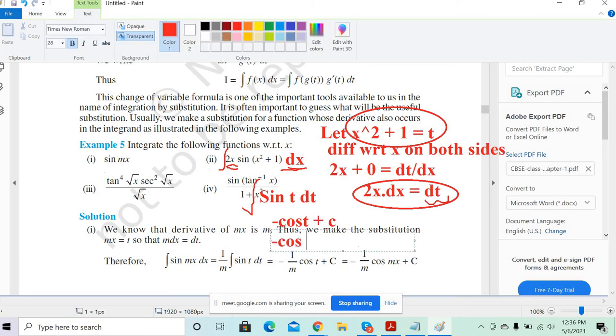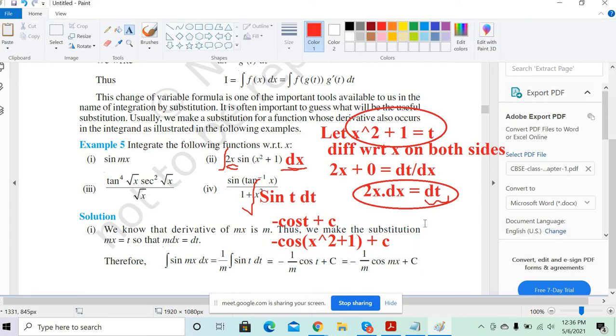Cos of x square plus 1, plus c. Did you understand, Vijay? Any questions, any doubt? No, sir. Clear. Clear? Excellent.